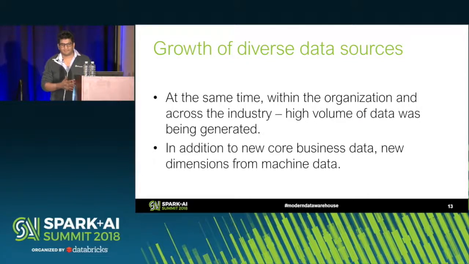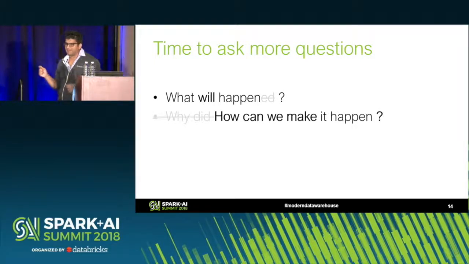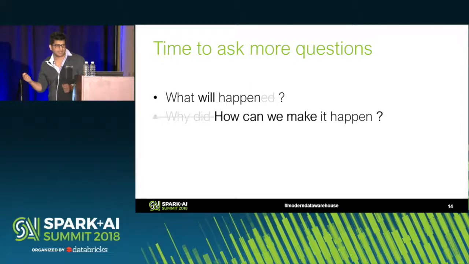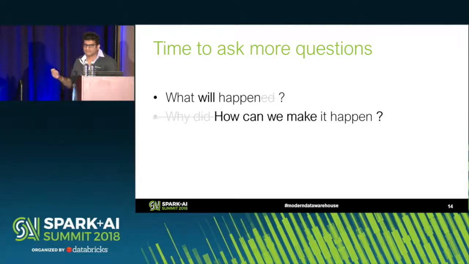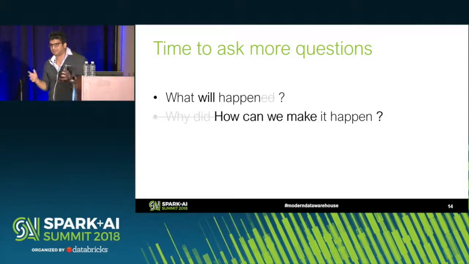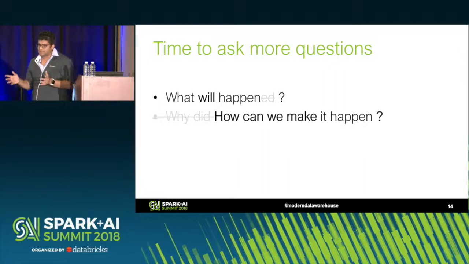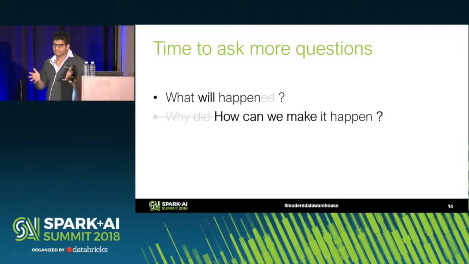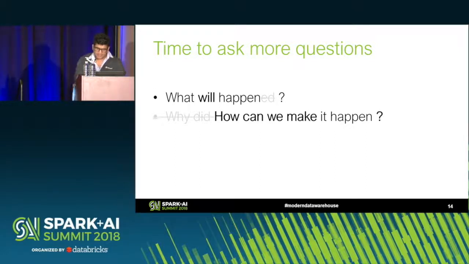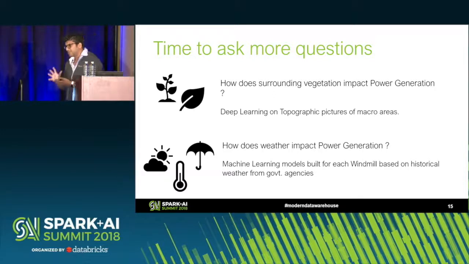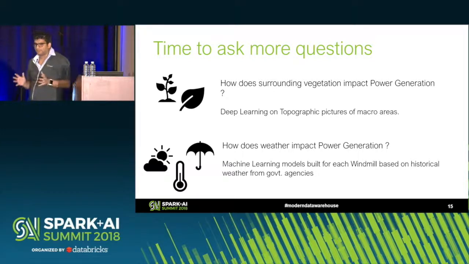We believe that it is time to ask different kinds of questions of the data warehouse. Not what happened, but what will happen. How can I accurately say what's going to happen next month? Not why did something happen, but how can we make something happen? Rather than going and doing an evaluation on did the windmills do well last month, we should be talking about what does it take to generate 20 megawatts of power.